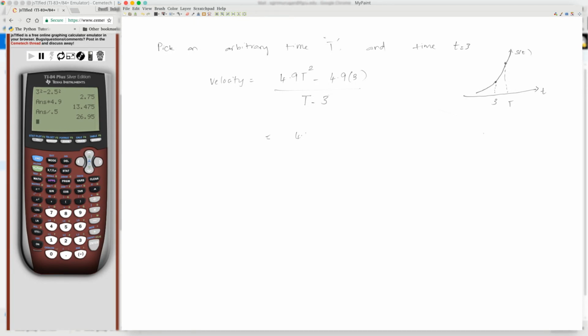So 4.9 times t squared minus 3 over t minus, oh, that is actually 3 squared, 3 squared over t minus 3. Just like the previous problem, this is going to become 4.9 times t plus 3 times t minus 3 over t minus 3. Get cancelled. You'll get 4.9 times t plus 3.